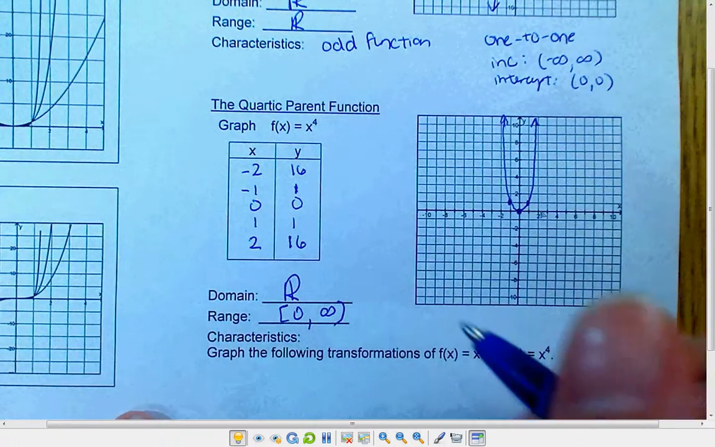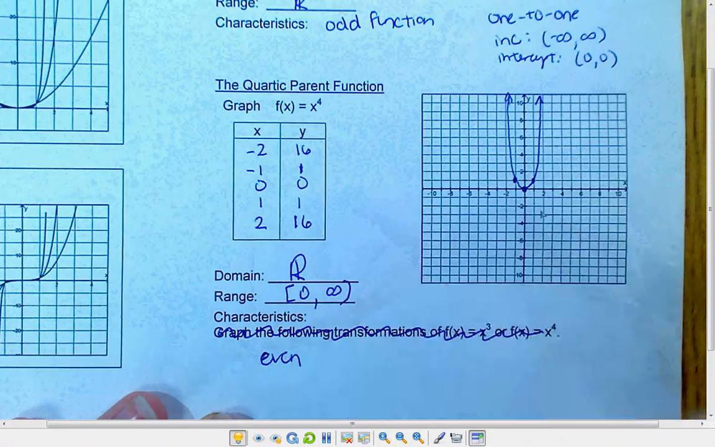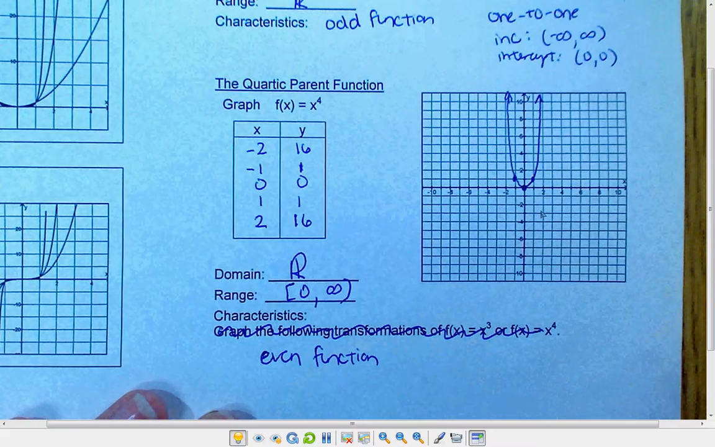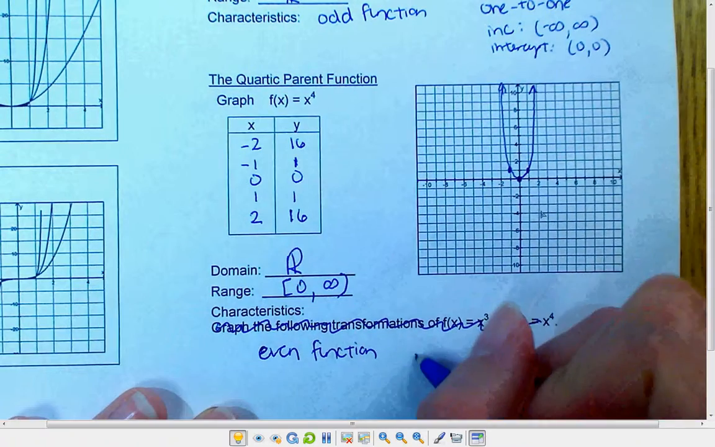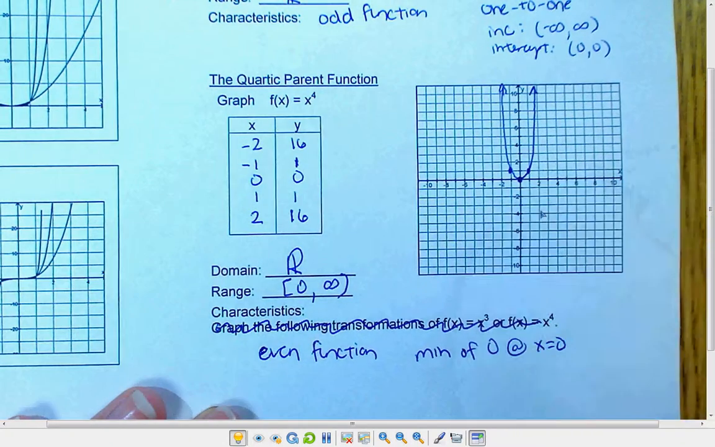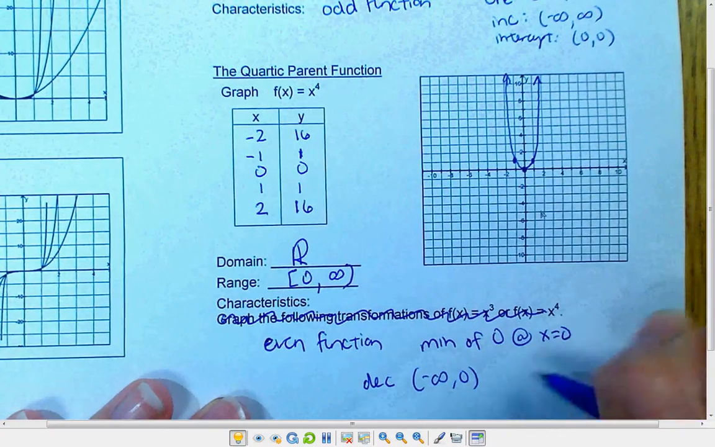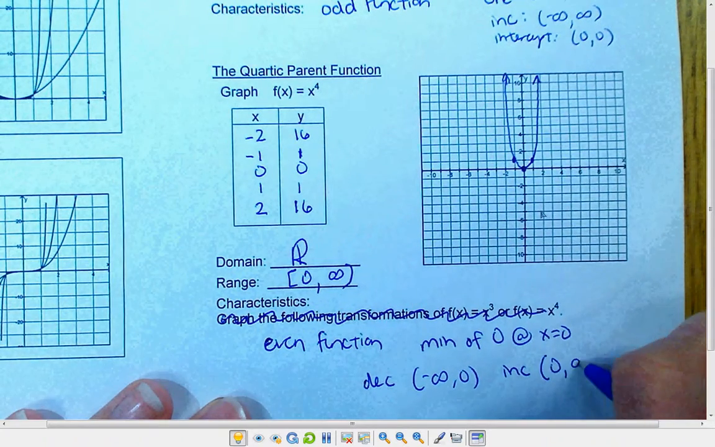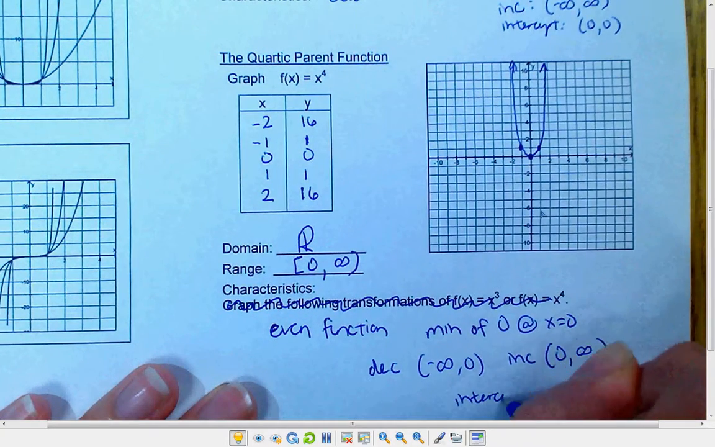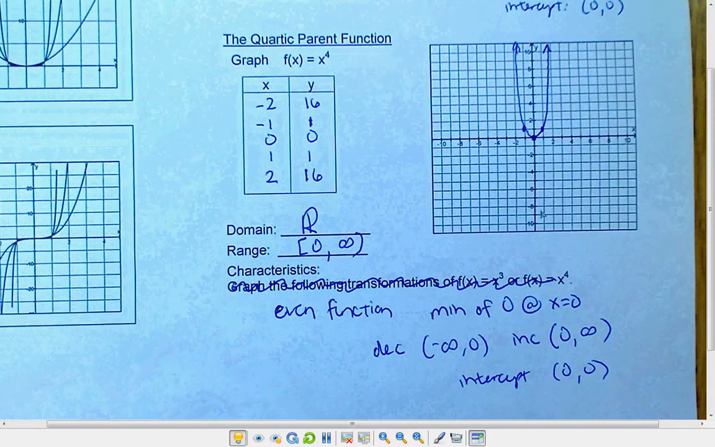As we discussed characteristics, it's an even function because it's symmetric across the y-axis. It's not one-to-one. There is a minimum of 0 at x is equal to 0 because this is your minimum point right there, the vertex. We know it's decreasing from negative infinity to 0 and also increasing from 0 to infinity. So decreasing from here to here, increasing from here to here. And there's also an intercept at, again, 0, 0. So these are the characteristics of your quartic parent function.